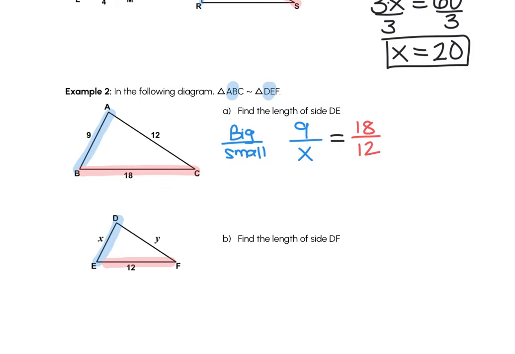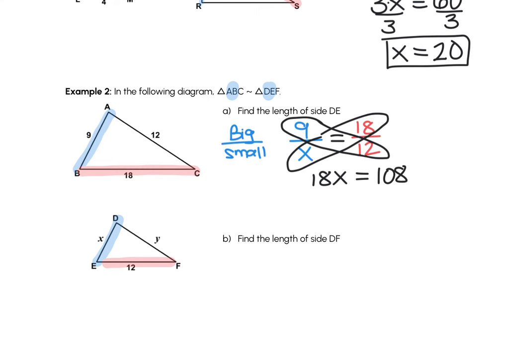So now I'm going to cross multiply. 18 times x is 18x. 9 times 12, sorry if that hurt your ears, is 108. And then I'm going to divide both sides by 18 to get my answer. And I get x equals 6. So this missing side is 6.